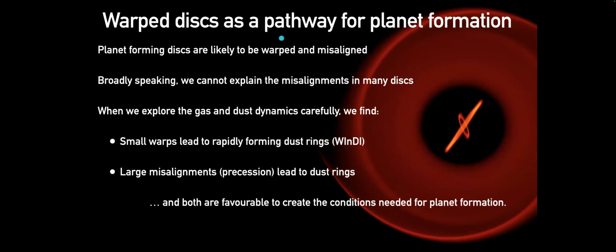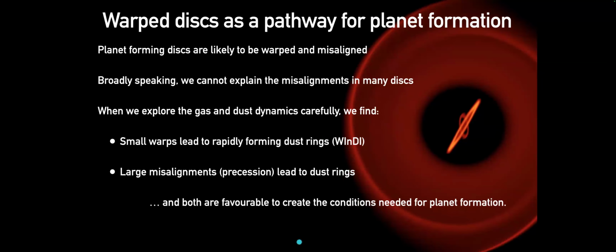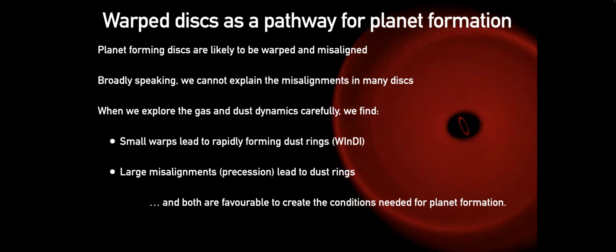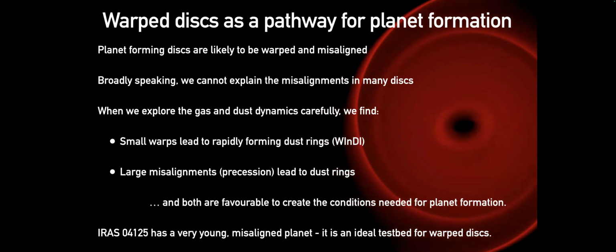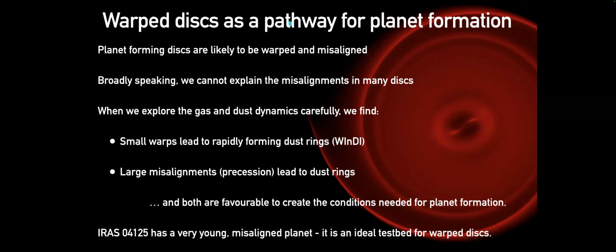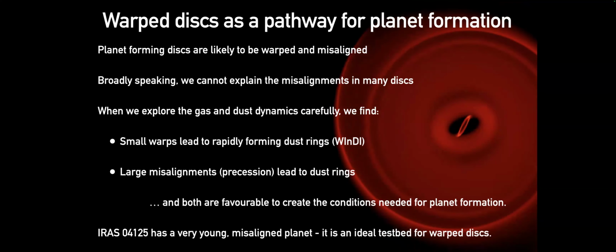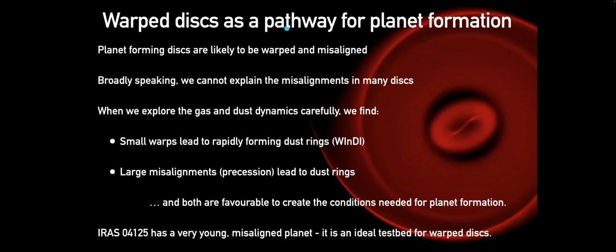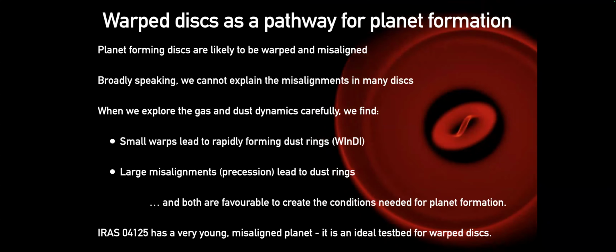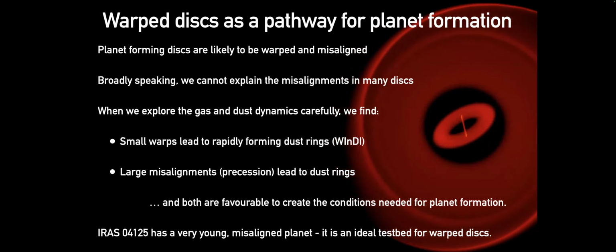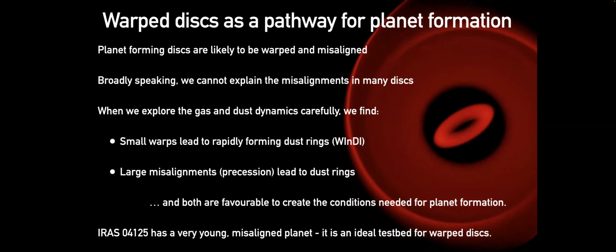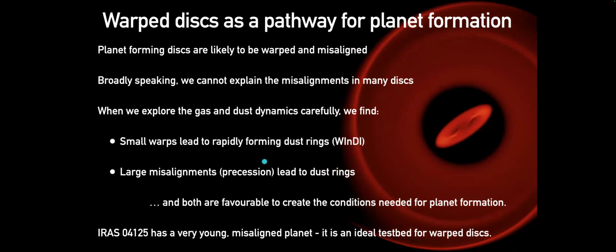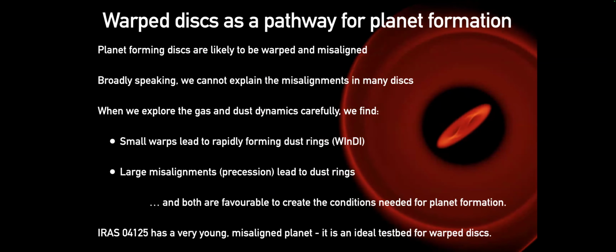And these dust rings that we find are a natural consequence of relaxing the assumption that everything should be flat. These are very favorable for planet formation. IRAS 04125, the system that I just talked about, has this very young misaligned planet, and it's an ideal testbed for warped disks. When we talk about the modeling of individual systems, the question I always get is, well, what have you learned? Like, okay, you can explain one system, but what does that tell you? In the case of IRAS 04125, what we're invoking is this dynamical interaction where you have this triple system that then decays into a binary.